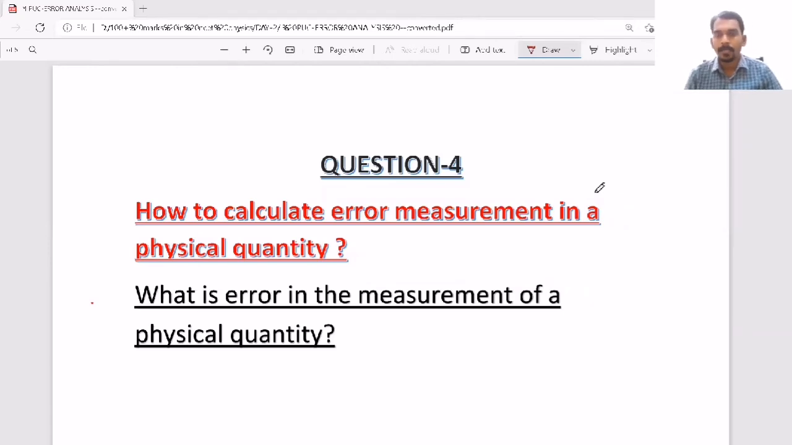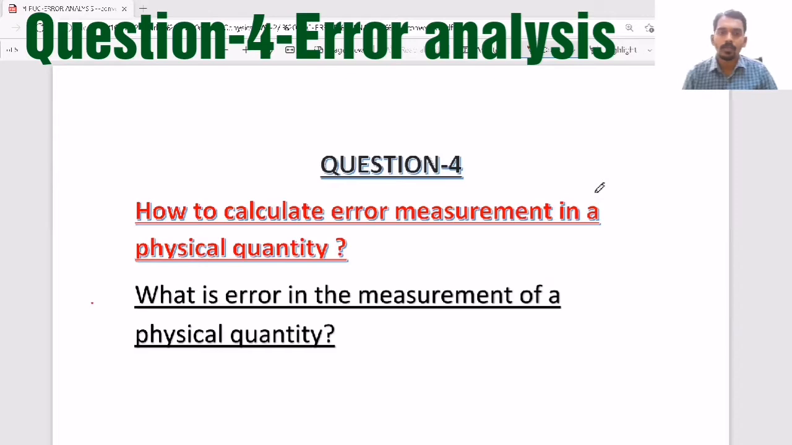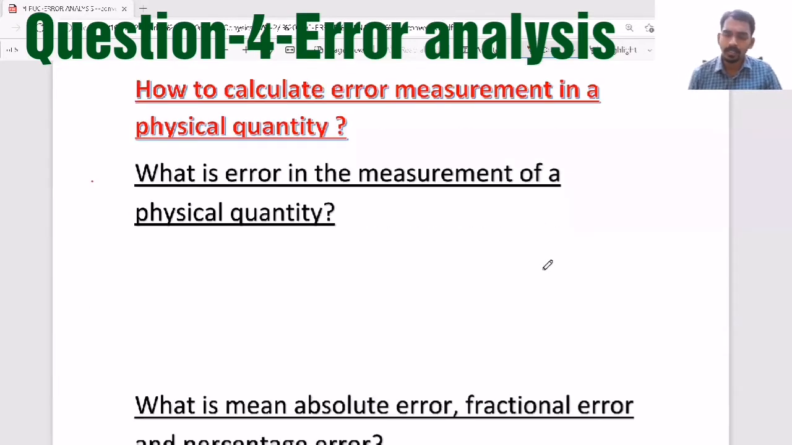Hi everyone. Now we are going to study question number 4, that is the first PUC topic, how to calculate error measurement in a physical quantity from the units and dimension chapter. The very first thing we should know here is the definition of error.